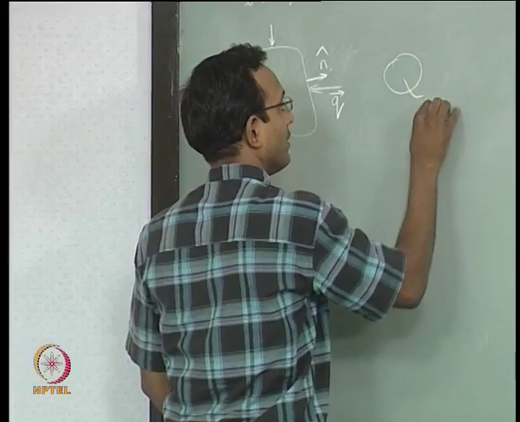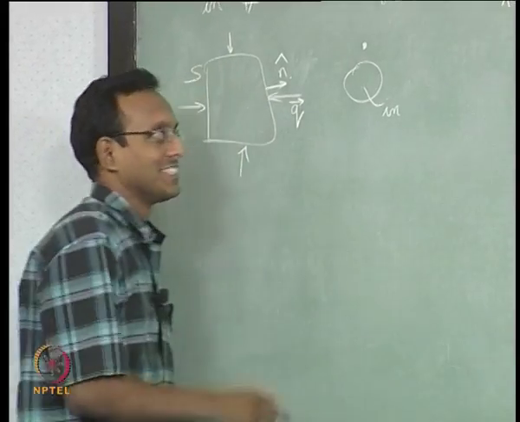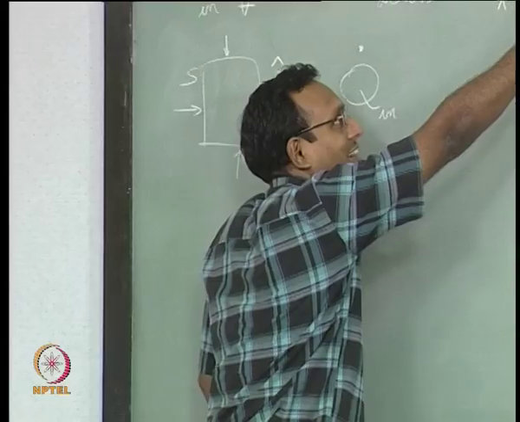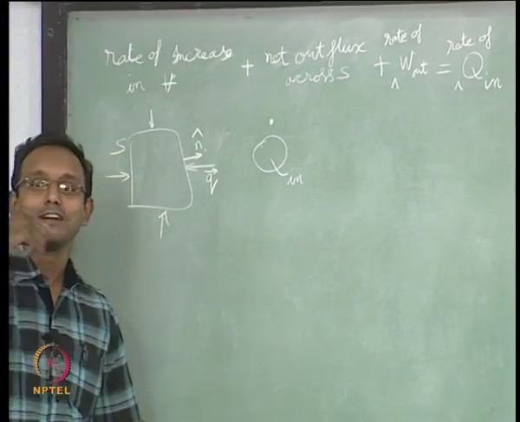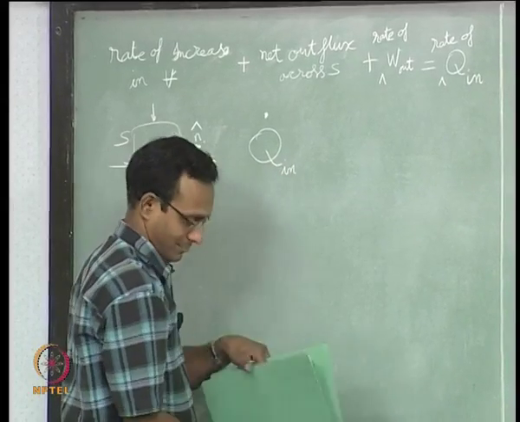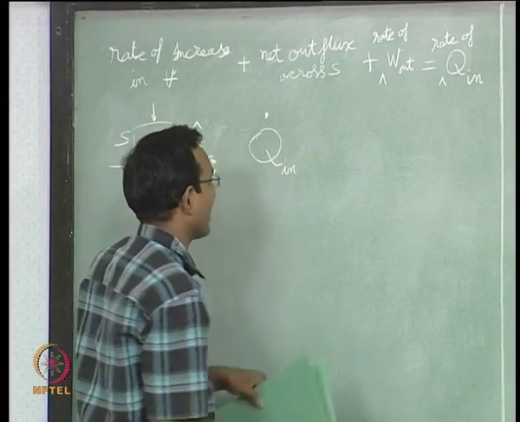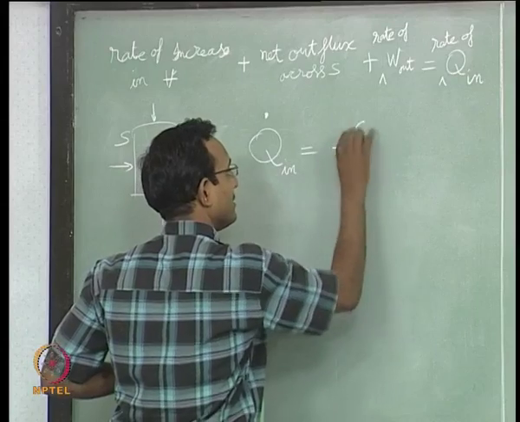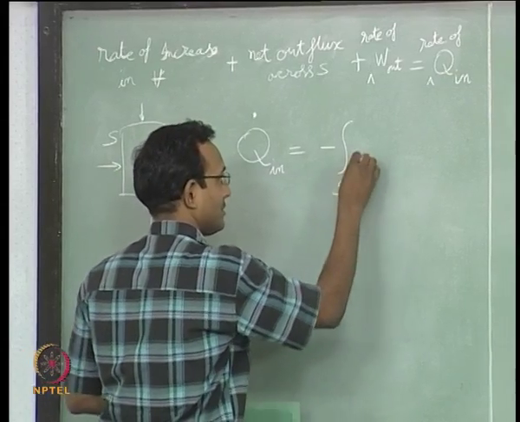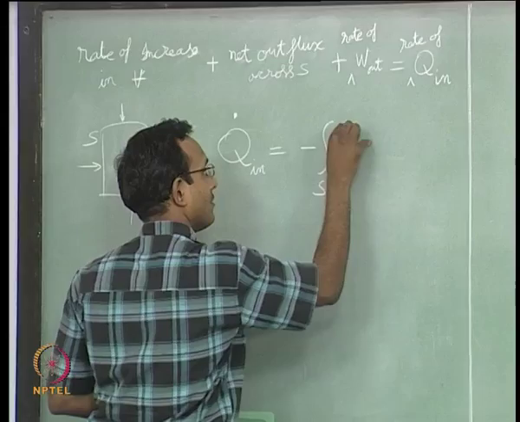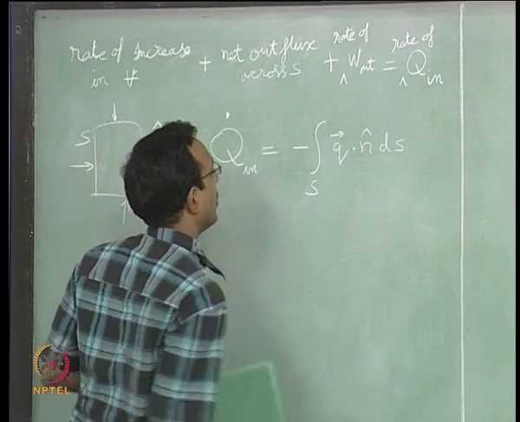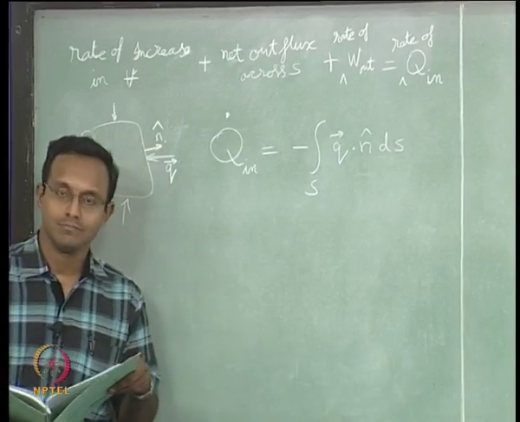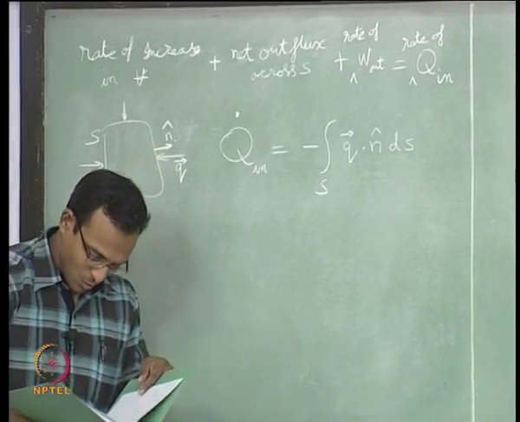my q in, I will put a dot saying it is rate of. I do not want to write every time rate of q in, so I will just put a dot on top and say that is the time rate of change of q in. Now, I will write this as minus integral over the surface q dot n ds. Now, what is this q?